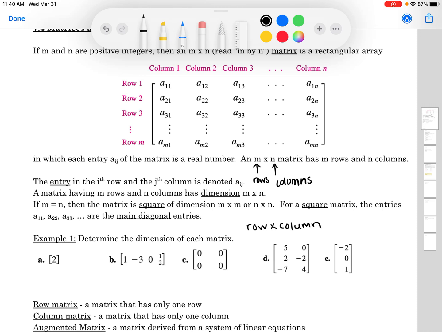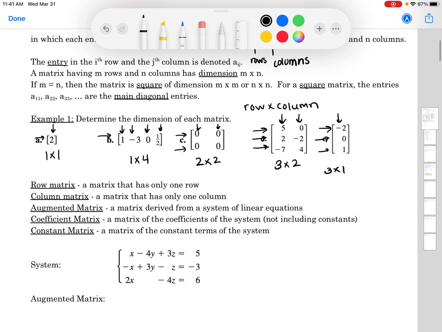Okay, so here there's only one row and one column, so we say this is a 1 by 1. Here we have one row, but 1, 2, 3, 4 columns, so this is a 1 by 4. In the next one, we see we have 2 rows and 2 columns, so we say it's a 2 by 2. We have 3 rows and 2 columns, so this is a 3 by 2. And lastly, 3 rows, but only 1 column, so it's a 3 by 1.